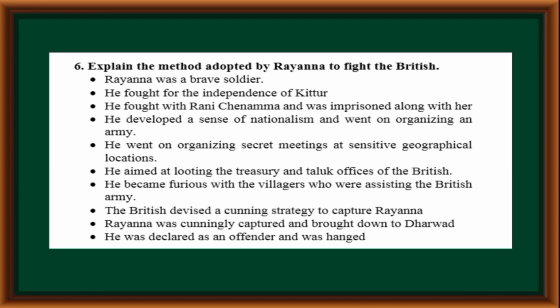He went on organizing secret meetings at sensitive geographical locations. He aimed at looting the treasury and taluk offices of the British. He became furious with the villagers who were assisting the British army. The British devised a cunning strategy to capture Rayanna. Rayanna was cunningly captured and brought down to Dharwad. He was also declared an offender and was hanged.